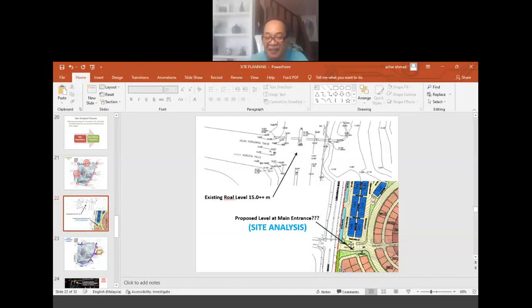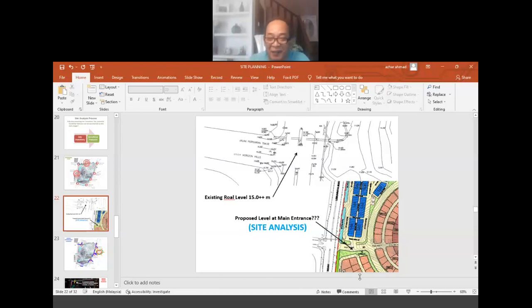So I will accept that as a good response, meaning that you've come up with a certain level and you can justify why you have selected 15.2 because it is puncturing the existing road, and that location of the existing road has a level of around 15.2. So you are selecting similar levels so that the new road and the existing road meet at the same level. That makes sense, kan? So that is the sort of response yang I've always mentioned in briefing and again today.